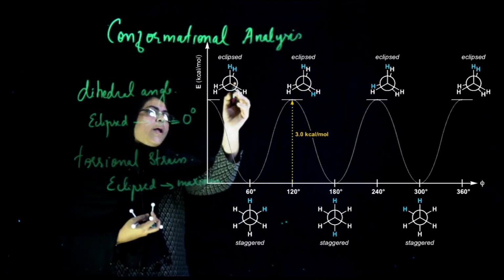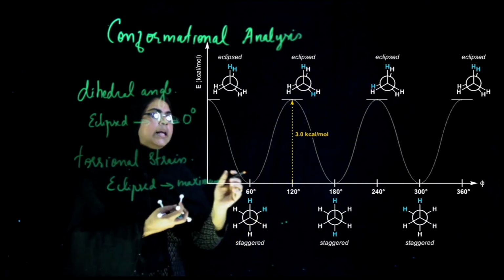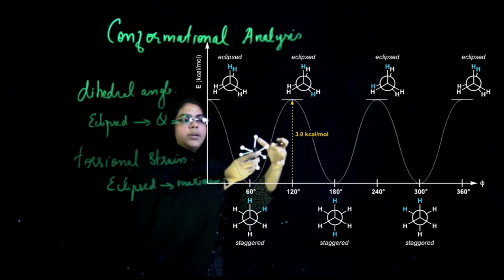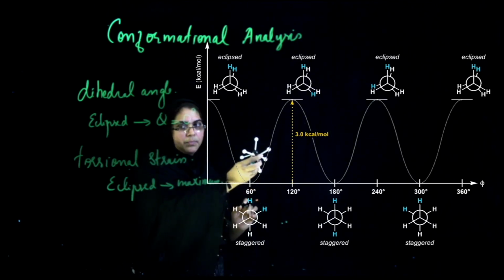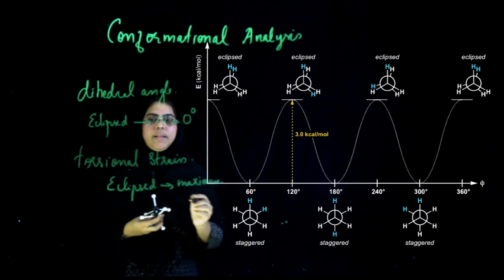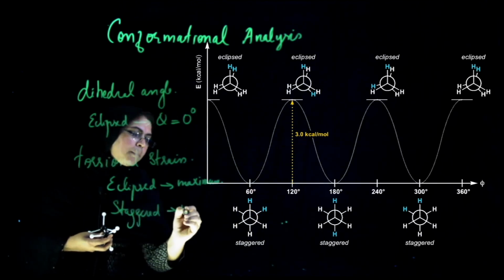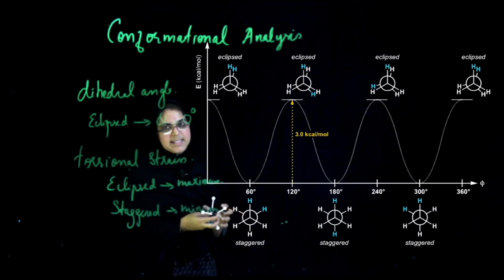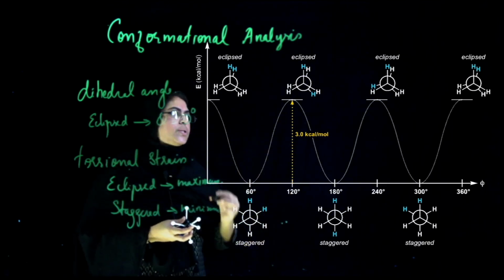So when we rotate it to 60 degrees, what happens? The hydrogen bonded electron pairs will be as far apart as possible, so the repulsion will be minimum. In the case of staggered, the repulsion is minimum because the distance between them is greater. That's why the energy is less for staggered.